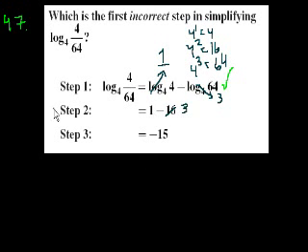So step 2 was the first incorrect step. They misevaluated log base 4 of 64. They thought it was 16 for some reason. I guess they divided 64 by 4. But it's actually 4 to the third power is 64. So the answer there is 3. So step 2 is the first incorrect step. Next question.